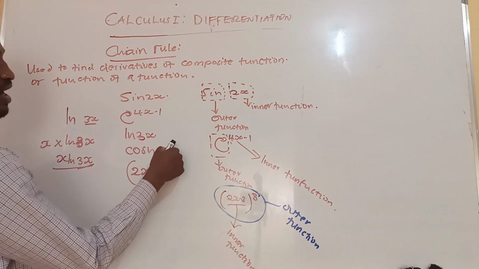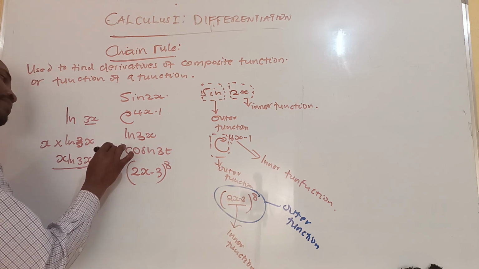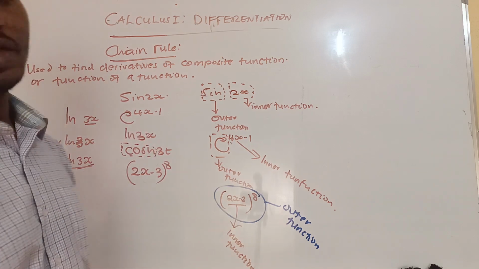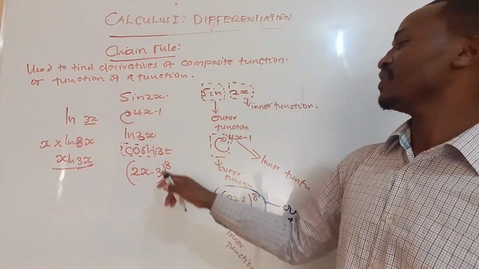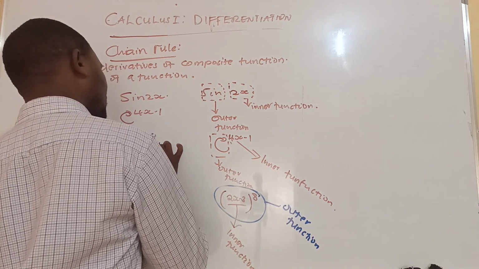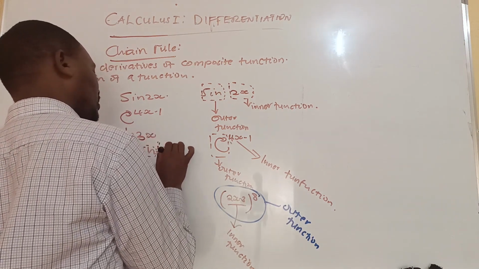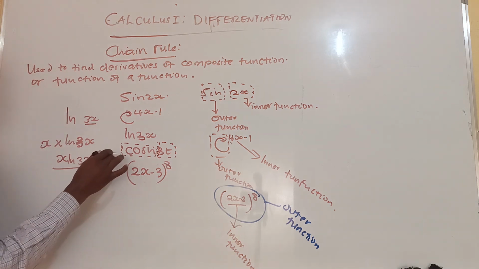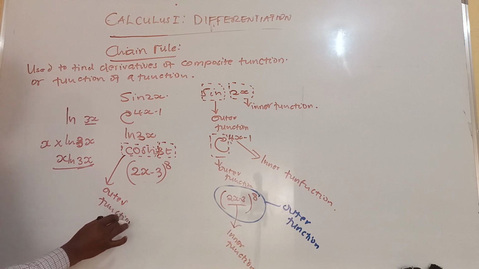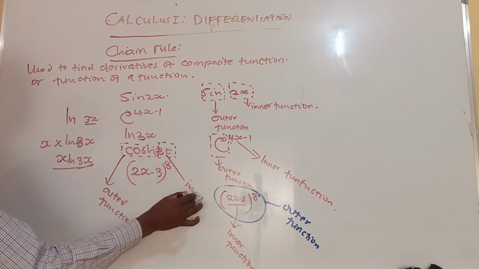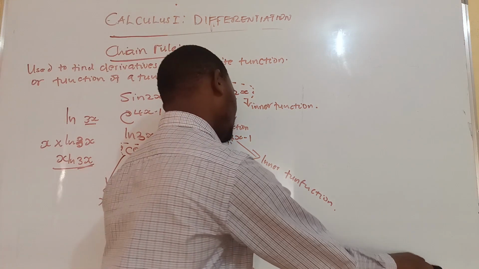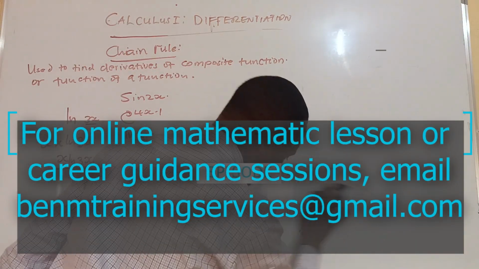Cosh 3t is also a composite function, because we have the hyperbolic function, hyperbolic cosine. Then you have the function 3t. So this is the outer function, and this is the inner function. 3t is the inner. So here we have the outer function, and here you have the inner function. Having known that, it will now be very simple to differentiate composite functions.